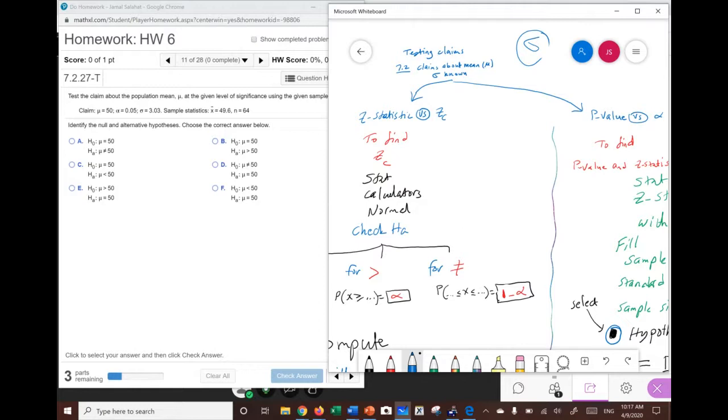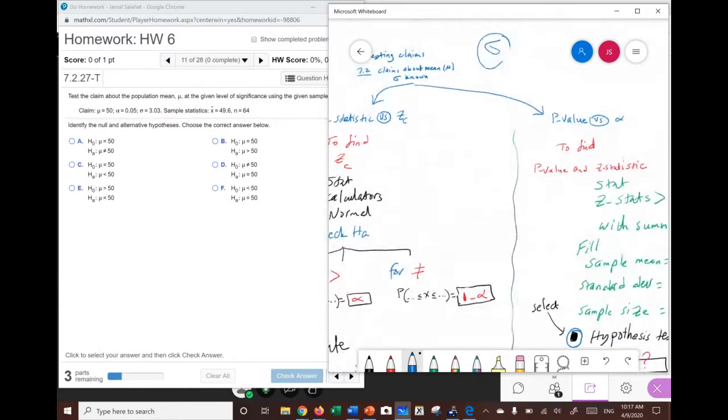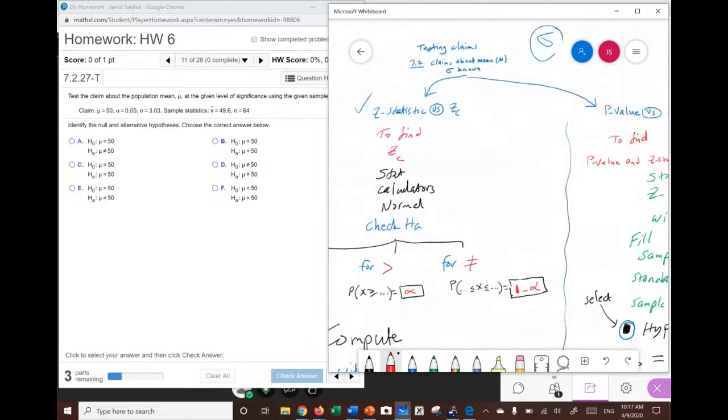So when the population standard deviation is given, we will have two options to test a claim. The first option is to compare the z statistic to the z critical. That is the first option we have. The second option we have will be to compare the p-value to the alpha. Now, I prefer the p-value to alpha all the time, but I'm going to show you both, at least with the first example or with the first homework assignment.